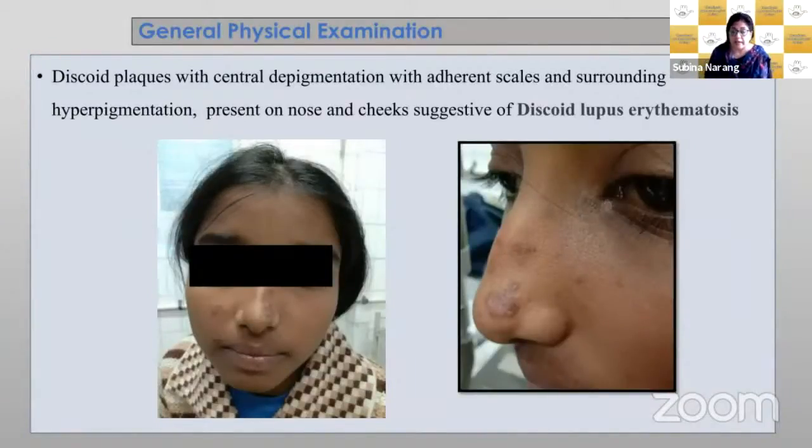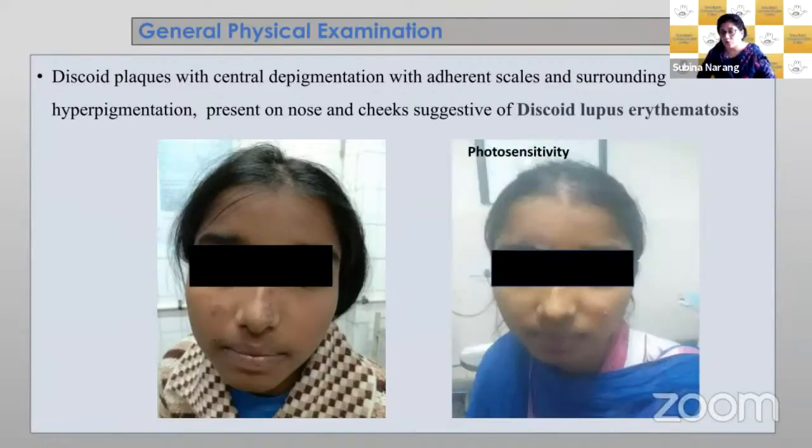Once we had this provisional diagnosis, we came to the general physical examination. We examined the patient again. The patient had some skin lesions. They were discoid plaques with central depigmentation and adherent scales and surrounding hyperpigmentation. If you see here very carefully, this was present on the nose and on the malar eminences, and this was sparing the nasolabial furrow, which is very classic for discoid lupus erythematosus.